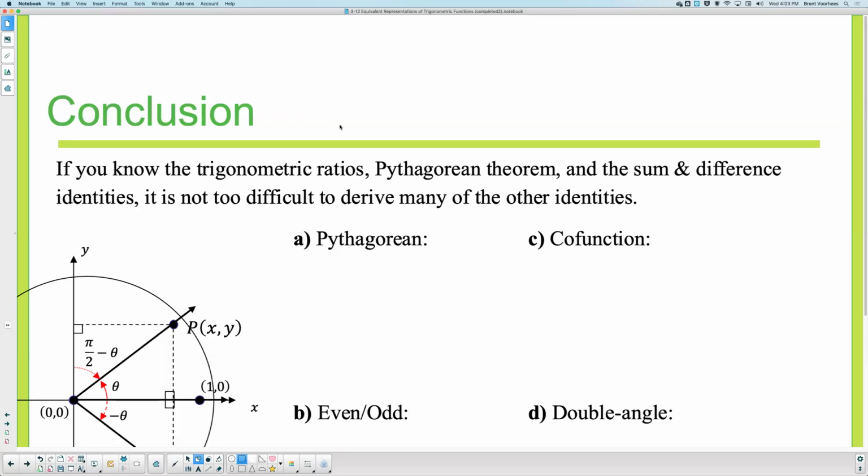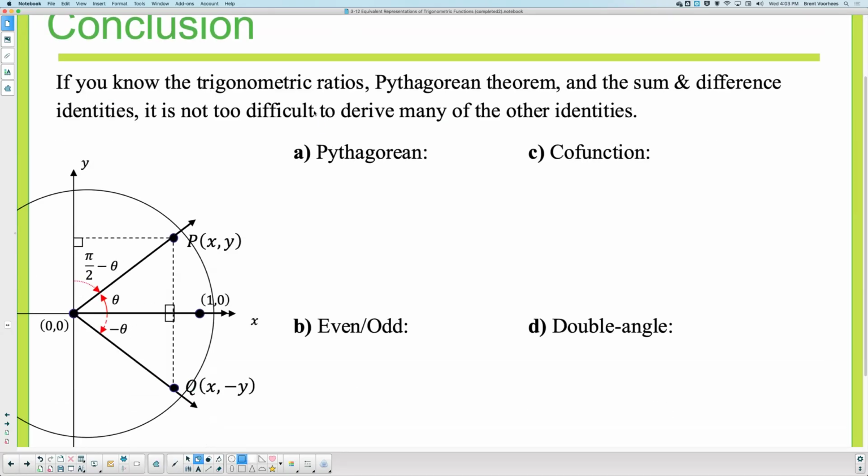In conclusion here, if you know your trig ratios, that sine is y, cos is x, tangent is y over x. If you know your Pythagorean theorem and the sum and difference identities, it's not too difficult to derive many of the other identities. And we talked about this today, so I'm not going to write it in, but you can check your notes and I'll have it completed in.